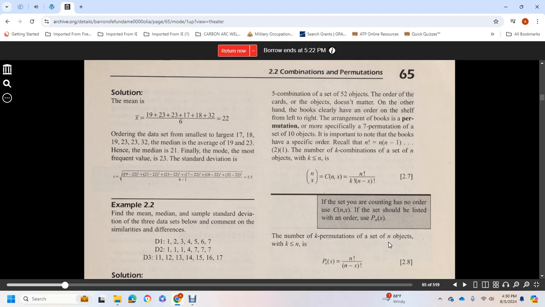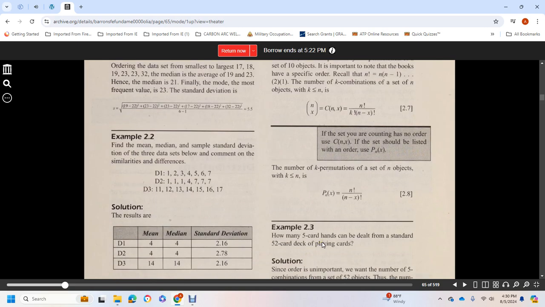If the set for counting has no order, we use C(n, x). If the set should be listed in order, we use P(n, x), the number of permutations of x objects from a set of n objects, where x is less than or equal to n. P(n, x) is equal to n factorial over (n minus x) factorial.